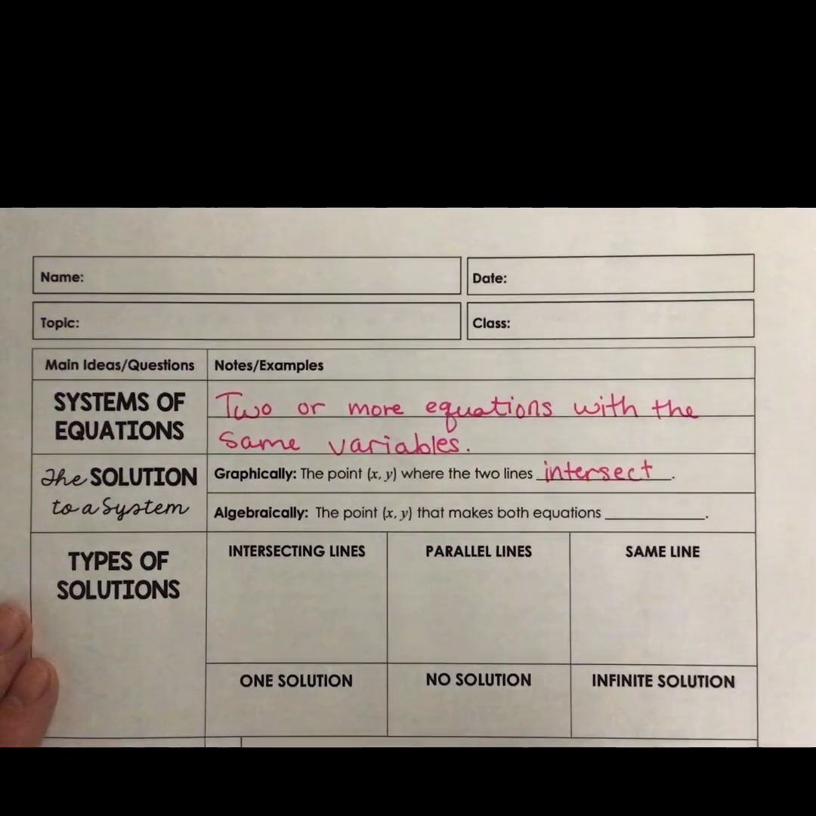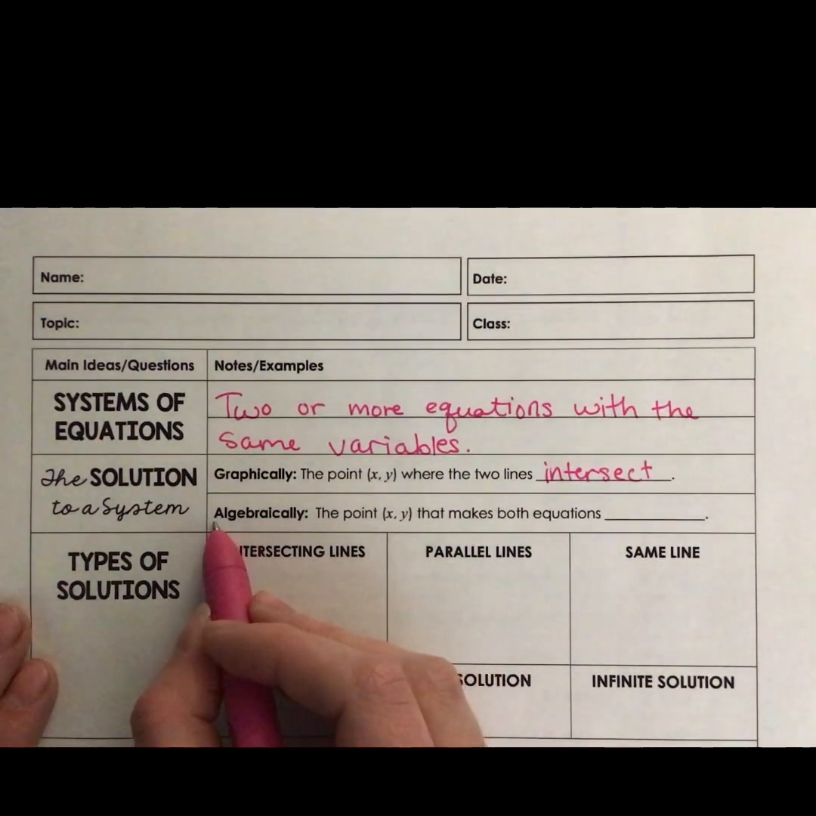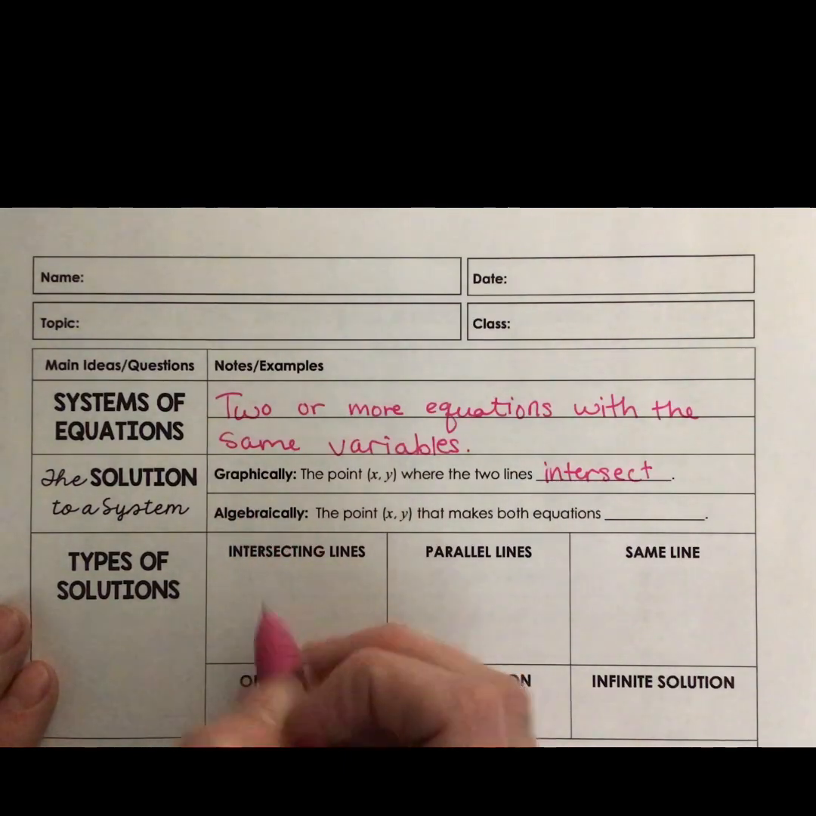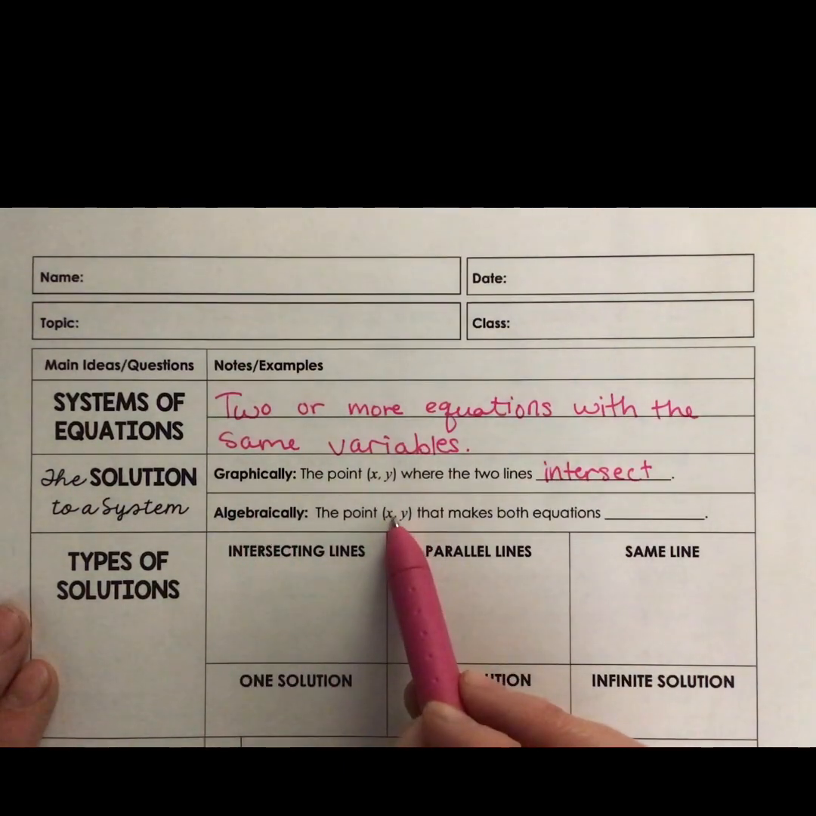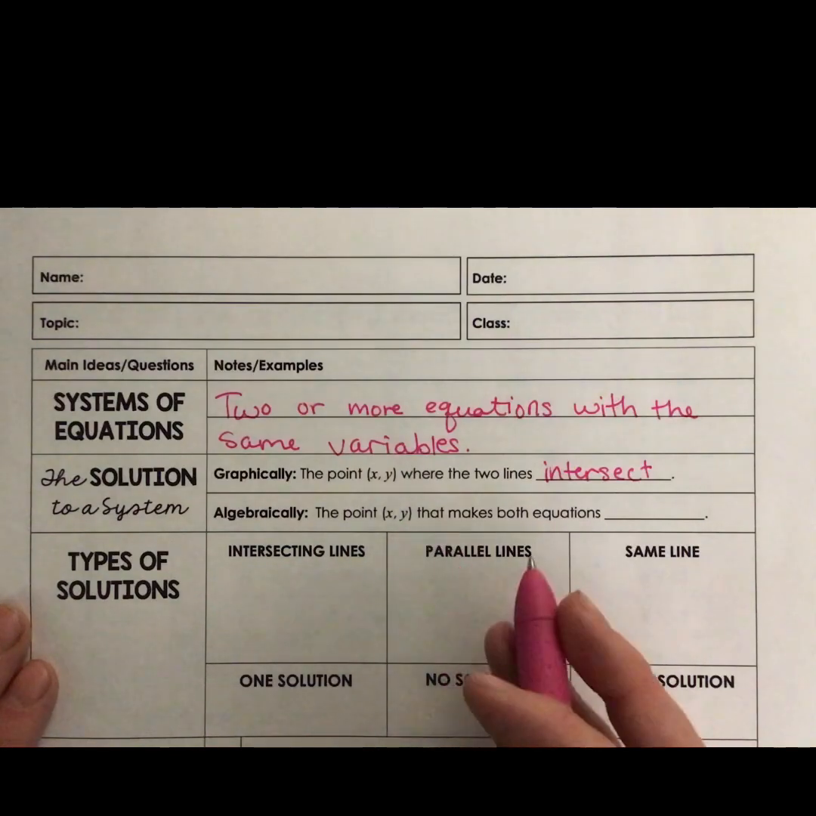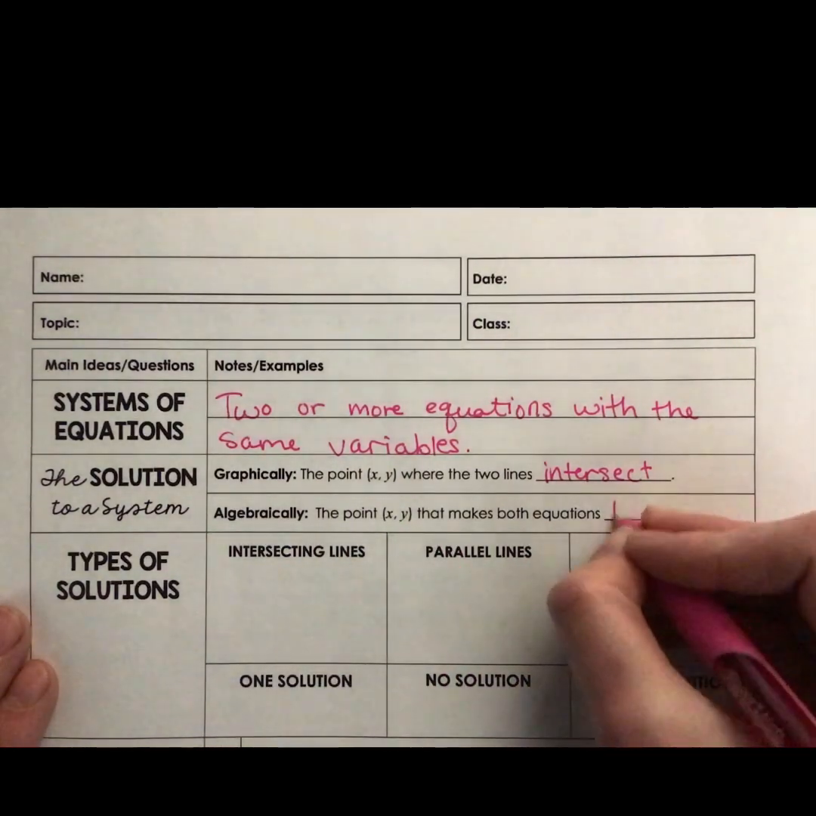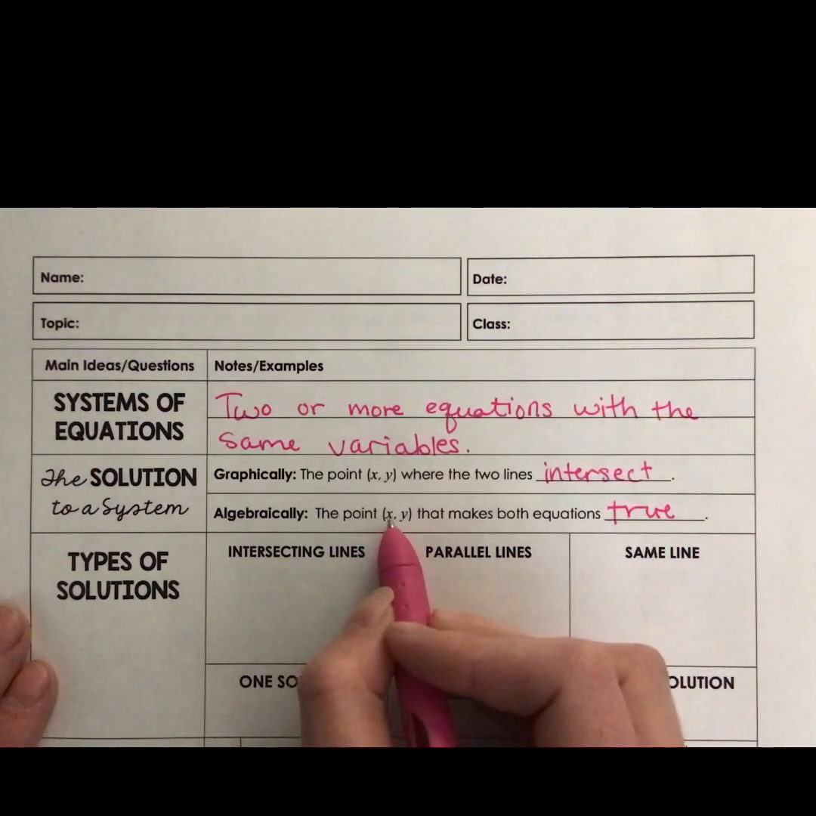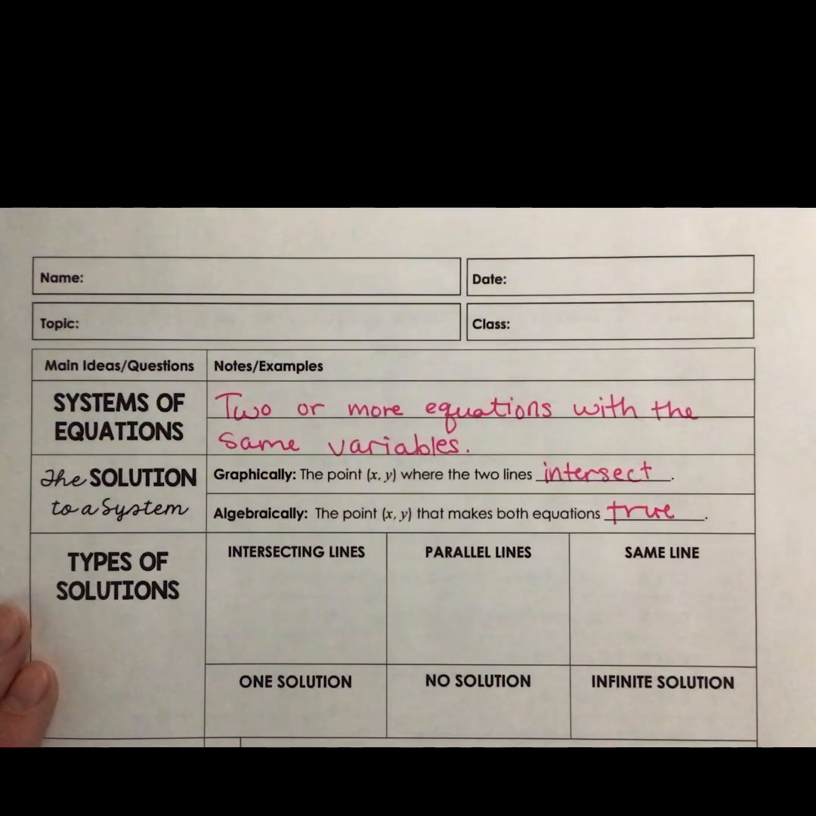Now, the next one is to look at what that solution would look like algebraically. Well, again, we're still looking at a point. We need both x and y to be the same and make both equations true. In other words, if I plug in a value for x, it should give me the same value for y for both of those equations.